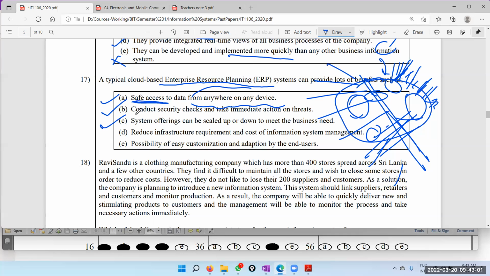D, reduce infrastructure requirements and cost of information system management. Yes, because now we are using a shared infrastructure of the vendor. So we don't have our own dedicated servers. That is really cost effective.